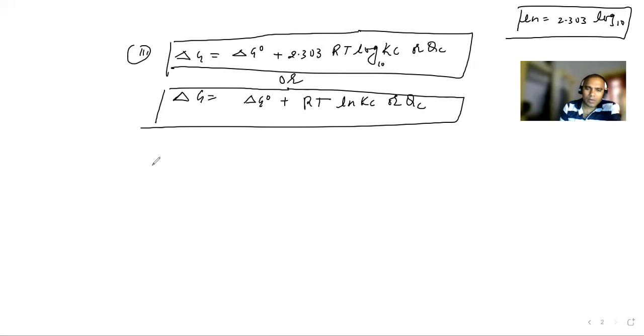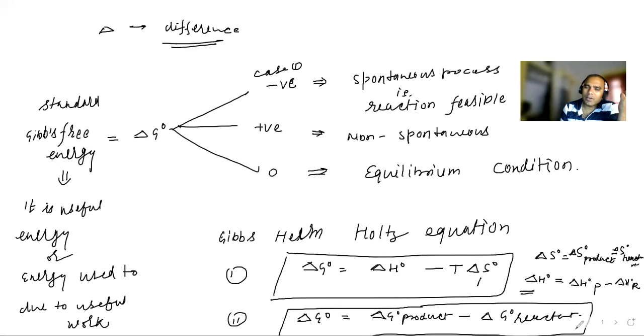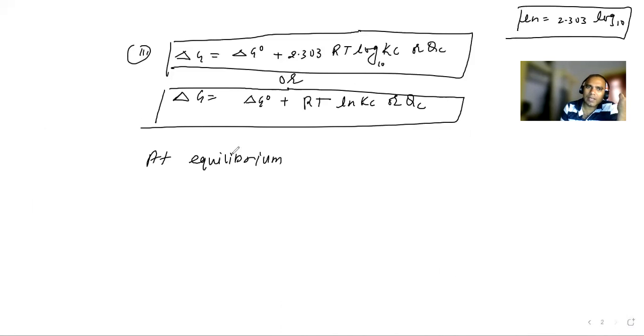Okay. Now another point, at equilibrium. If we talk about equilibrium, which formula are we going to apply? At equilibrium, delta G is equal to 0. Delta G naught is not 0, but delta G is 0. At equilibrium, delta G is equal to 0.